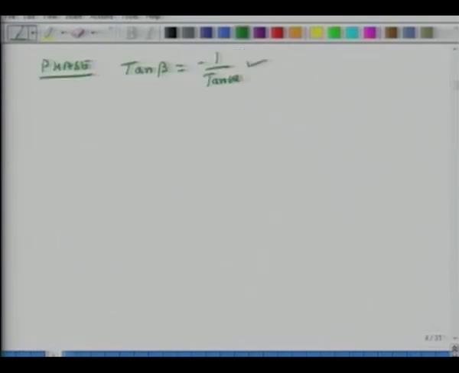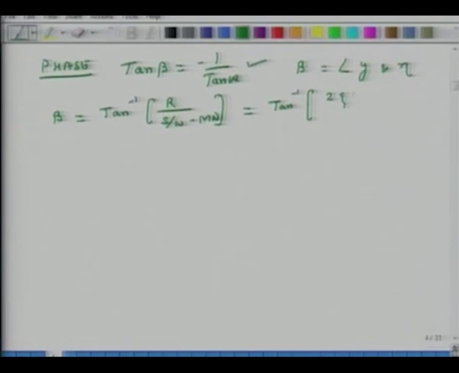Given that we define this term, beta, equals the phase difference between y and eta. So beta equals tan inverse of R over S divided by omega minus m, times omega. And this is tan inverse of 2 eta omega over omega naught, divided by 1 minus omega over omega naught, the entire thing squared.